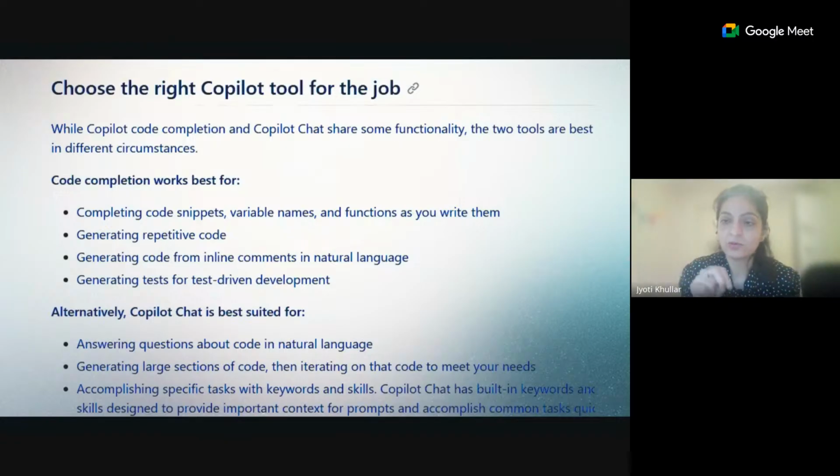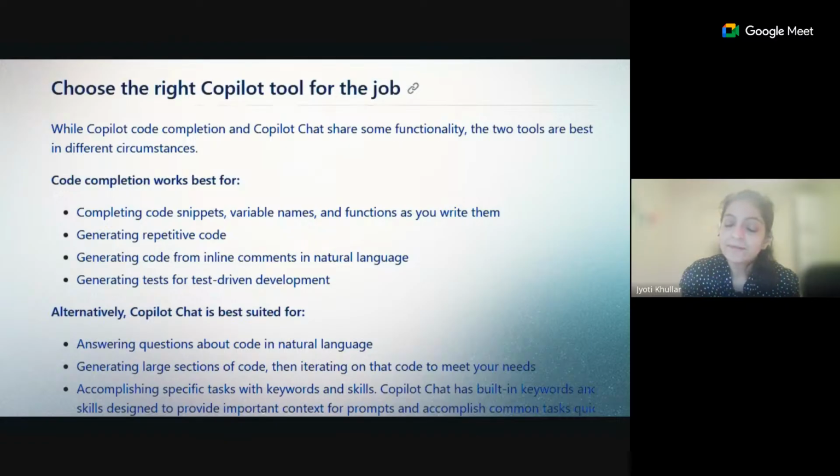So what are we doing? Forget about the technical details. You do not really need to review it from the technical point of view. That's what I'm trying to tell. What we are doing is reading the documentation and looking at them as two features. What these features are doing, what they're not doing, leave that aside for now. Just see the heading: choose the right Copilot tool for the job. While X and Y share some functionality, the tools are best in different circumstances.